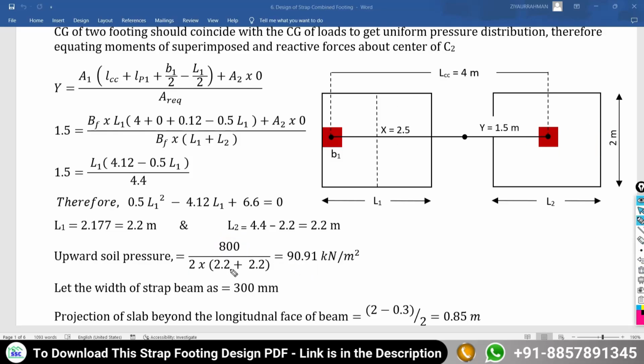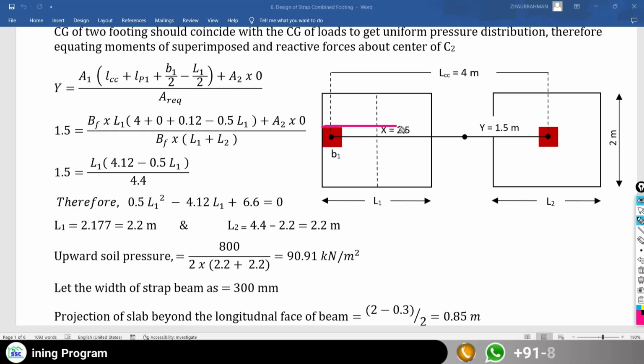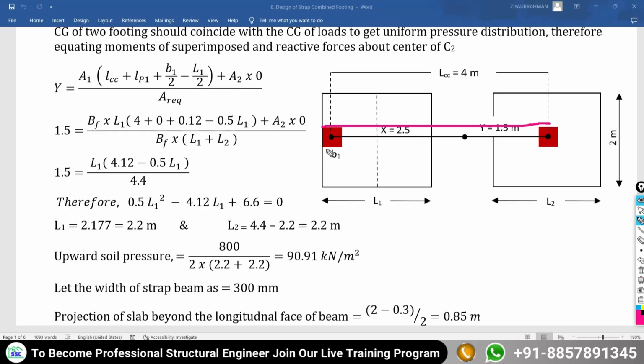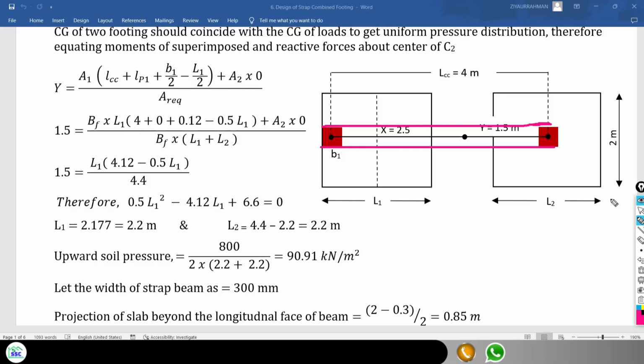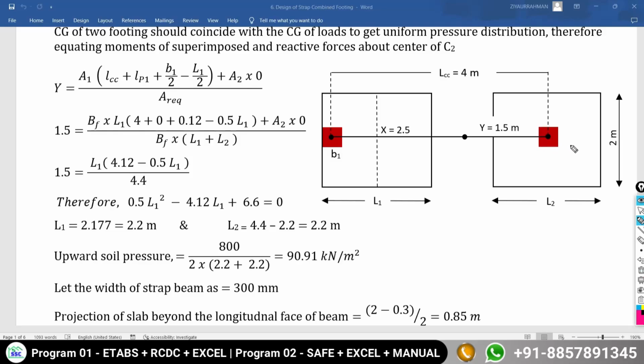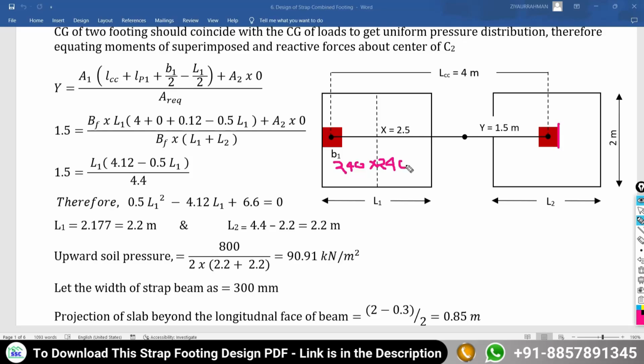But here one question: we have to assume the width of the strap beam, the beam which is going to connect these two foundations through these two columns. So for that I am going to consider the width of the strap beam as equal to the maximum size of the column in the transverse direction. So actually this is our longitudinal direction, or span of the footing. This is the transverse direction. So in this transverse direction, what is the size of the column? Maximum size. This is 240 by 240 and this is 300 by 300.